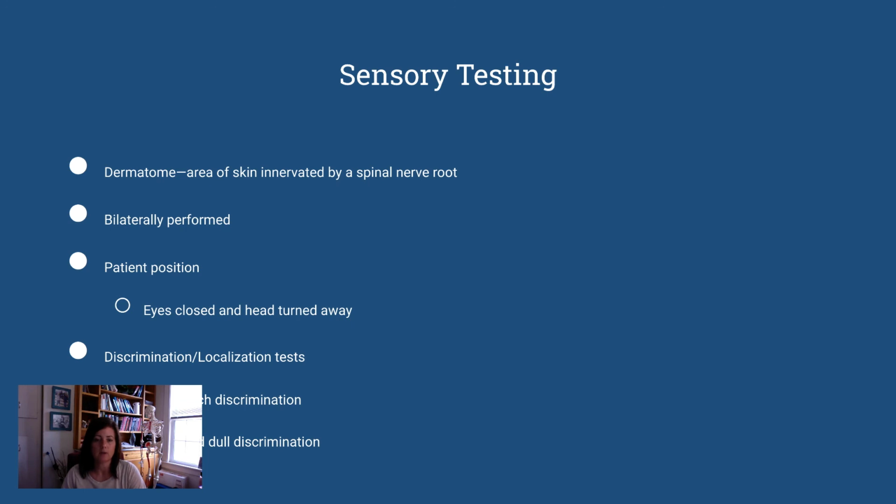So that's how we're getting the localization too. So going through the same dermatomes, but having the patient tell you where you're testing them. Again, both for light touch and sharp dull.